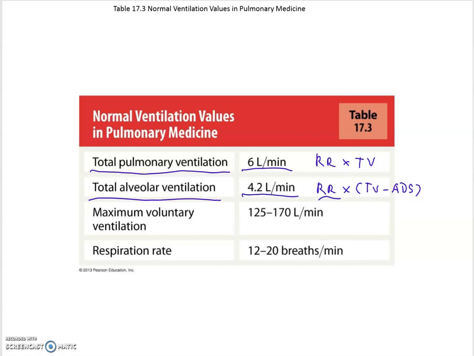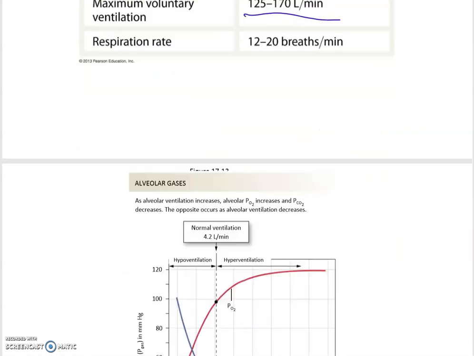Maximal voluntary ventilation is somewhere between 125 to 170 liters per minute. So that's when you are breathing as often and as deeply as you can. You can probably only do this for about 10 seconds, and then you start feeling dizzy and you want to stop. And so then you have to multiply that out times 6 if you do 10 seconds. Respiratory rate normally is about 12 to 20 breaths per minute.